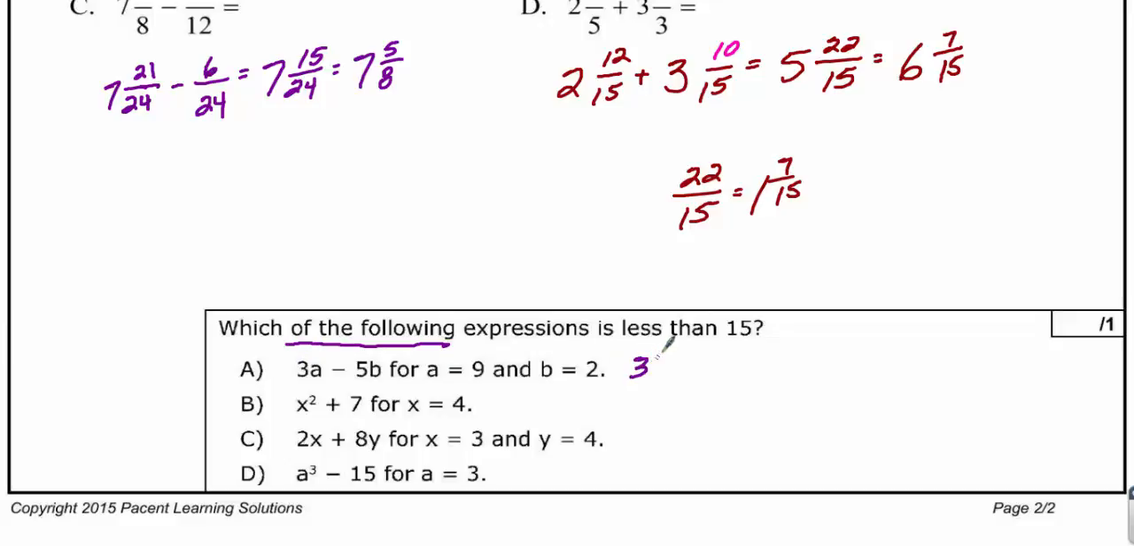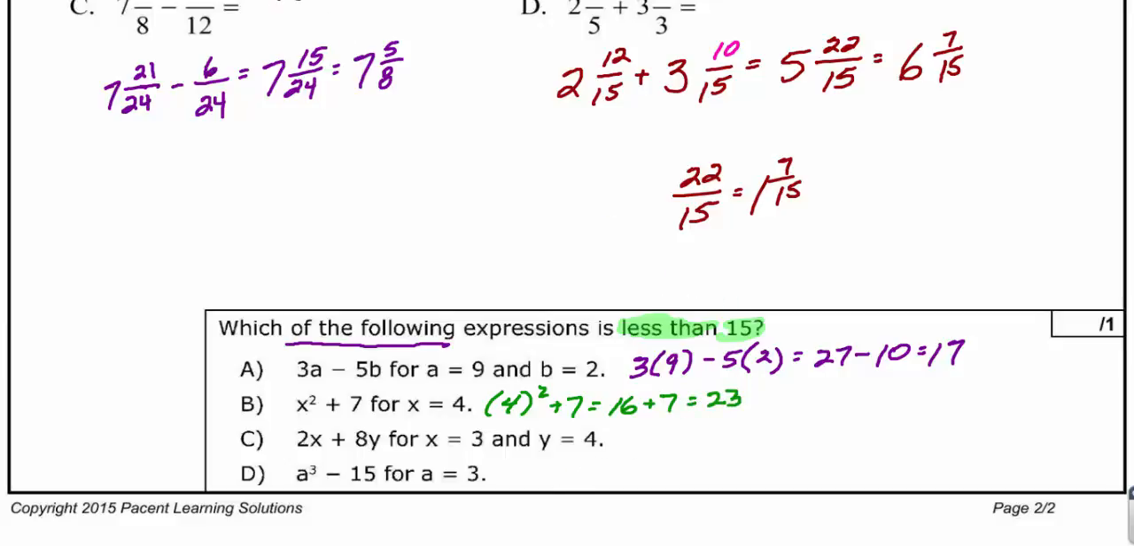3a, A is 9, minus 5b, b is 2. 3 times 9 is 27. 27 minus 10 is 17. We are looking for things that are less than 15. 17 is not less than 15. For the next one, x squared, where x is 4, so 4 squared plus 7 is 16 plus 7, 23, also not less than 15.